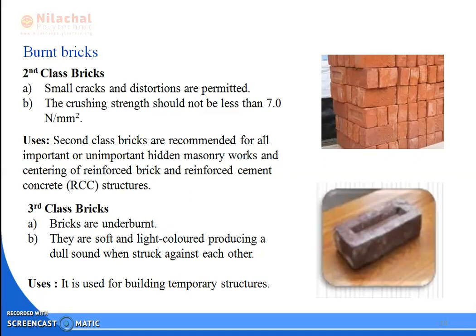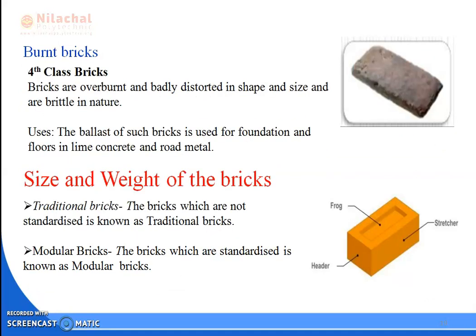Next we will go on to fourth class brick. In fourth class brick, you can see here the diagram of fourth class brick. I have shown you the diagram. These bricks are mainly overburnt, and these bricks are irregular in shape and size. You can see here these bricks are of irregular shape and size.